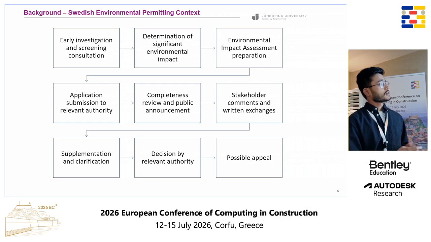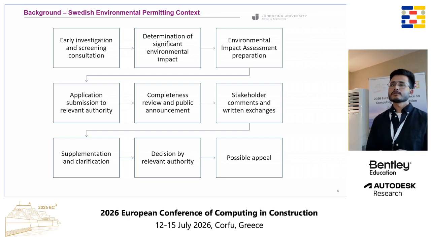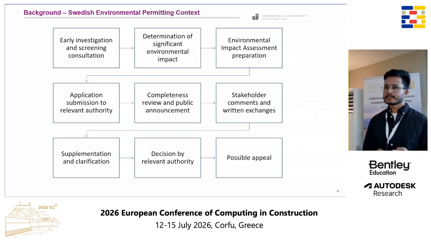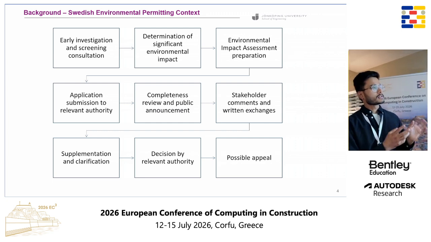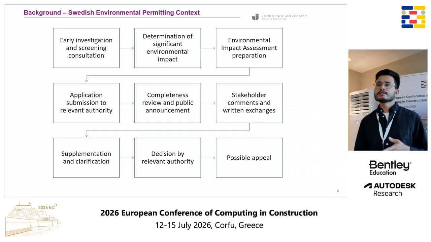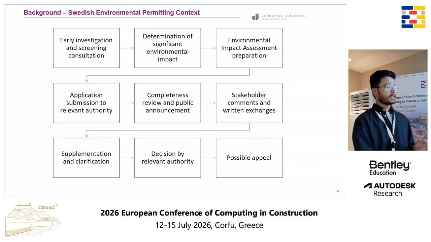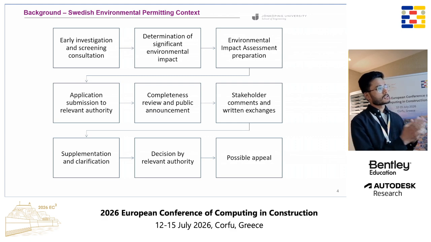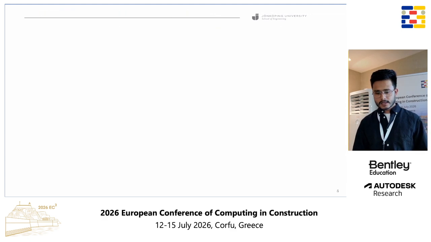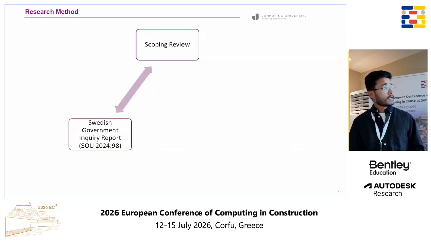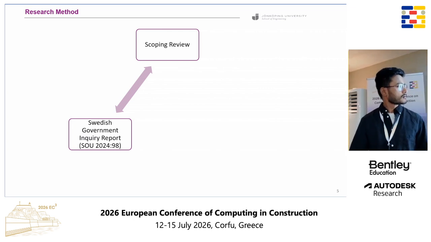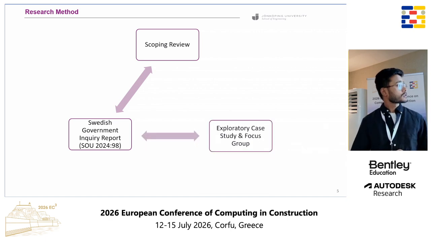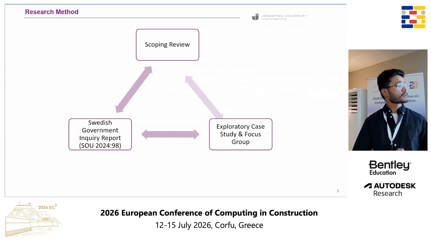This process reflects, in the Swedish context, the environmental permitting ordinance, which divides activities into three categories: type A, type B, and type C. Types A and B resemble each other, but type C is less intensive, though in a broader sense it reflects a similar process. For this, we triangulated the evidence. We used a scoping review and the Swedish government inquiry report, as well as an exploratory case study and a focus group.